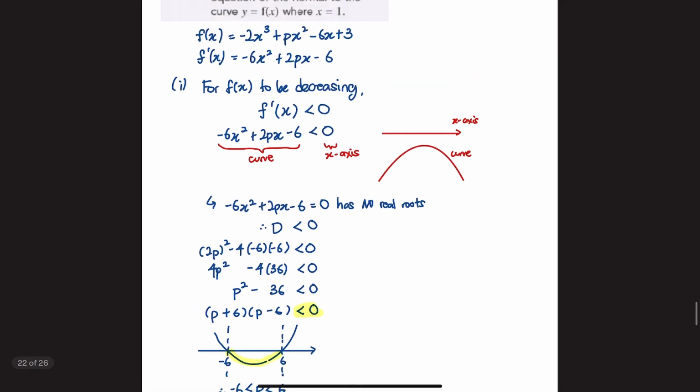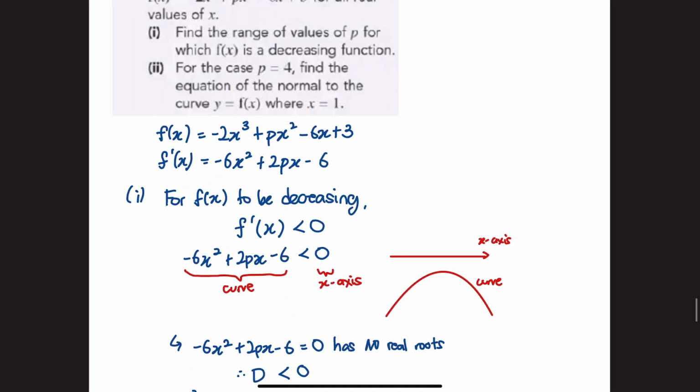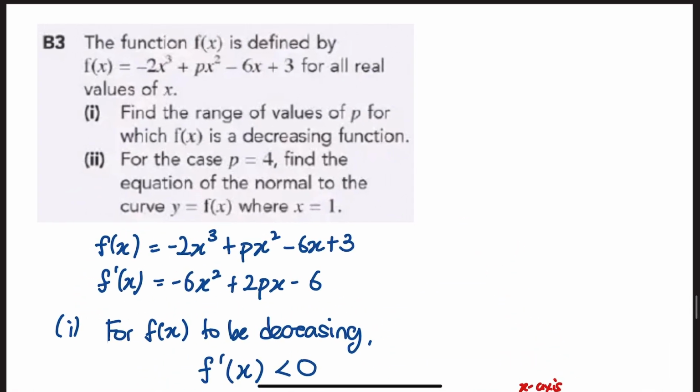Part 2 is another very standard question. All you need to do is to sub in your p here to become 4, then find the equation of the normal. You can find the equation of the tangent first, then find the gradient of the normal. Find the gradient of the tangent, then the gradient of the normal, then you can find the equation of the normal. So part 2 is very straightforward, so I will not go through this part.